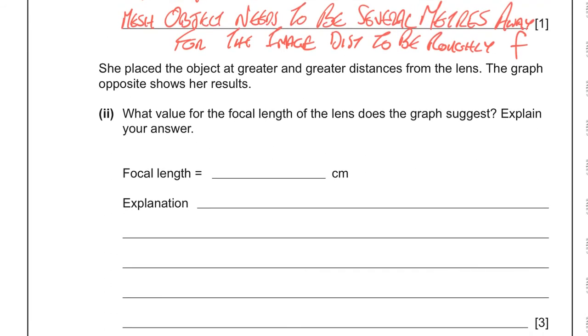She placed the object at greater and greater distances from the lens, and the graph opposite shows her results. What value for the focal length of the lens does the graph suggest? Explain your answer. Well, remember we said that the object distance has to get greater for the image distance to become the focal length. Well, that's sort of what the graph's showing. Let's take a look.